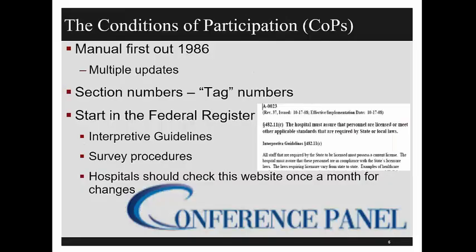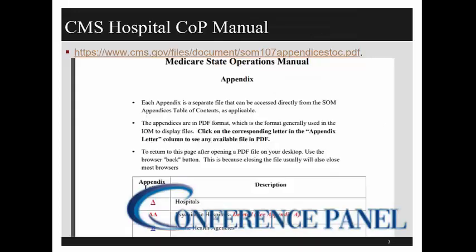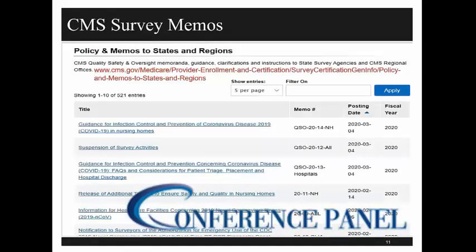The manual itself, the conditions of participation, the State Operations Manual, was first published back in 1986. Of course, multiple updates since then. It's split out into sections. That's how they identify a particular item that CMS may cite you on, called tag numbers. Here is the appendix for the entire manual, and it covers every type of care or service. Survey memos, that's survey and certification. This is where they send out the policy and memos for the surveyors.